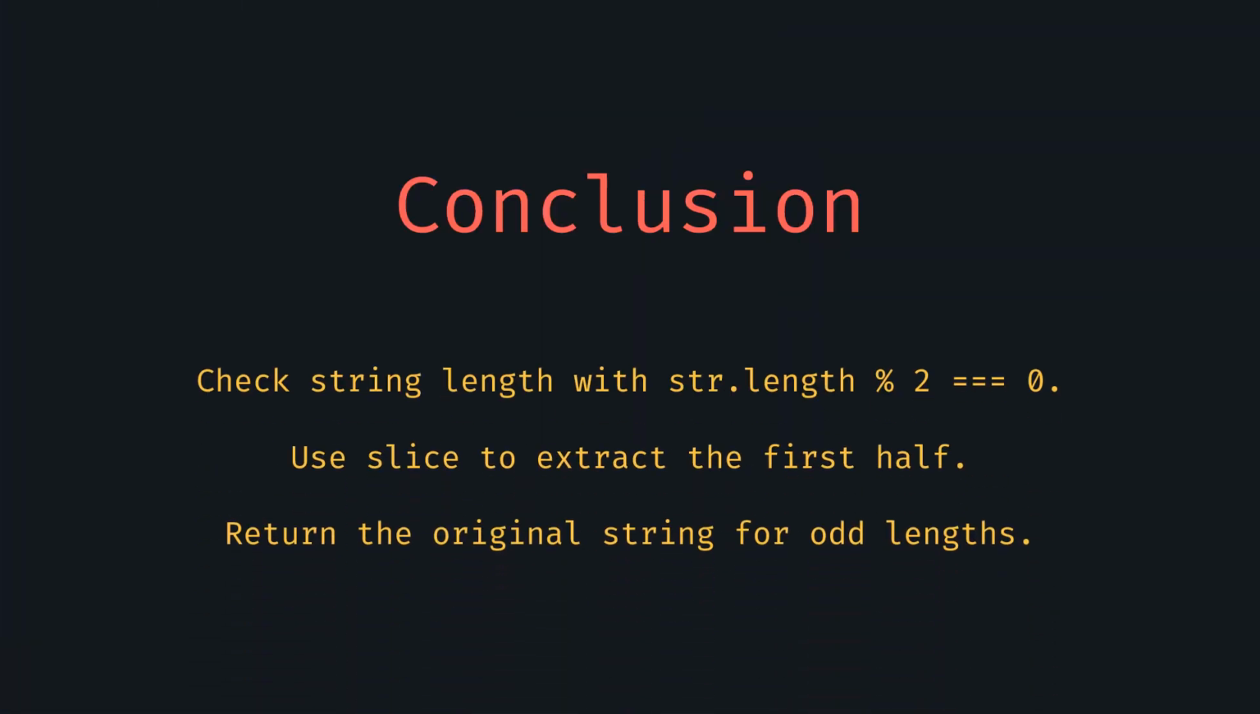To summarize, this program checks if a string has an even length. If it does, we extract the first half using slice. Otherwise, we return the original string. With ES6 syntax, we make the function cleaner and more concise.